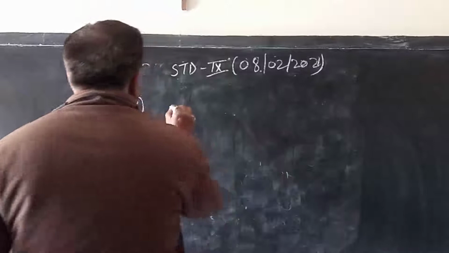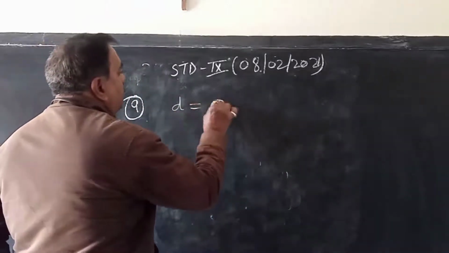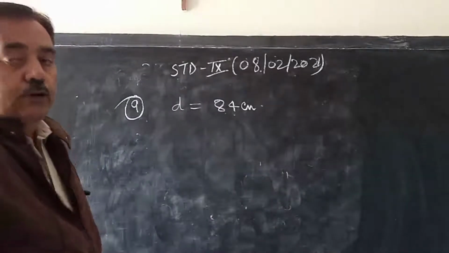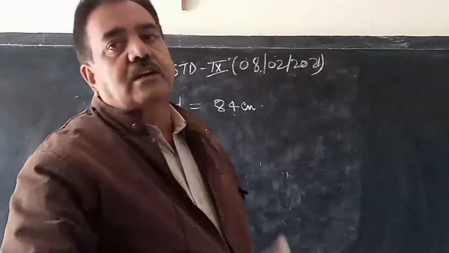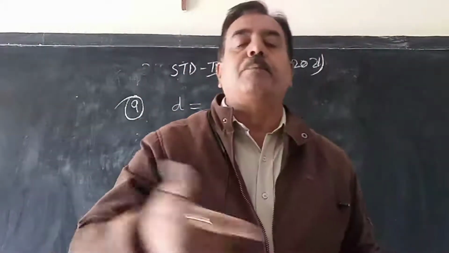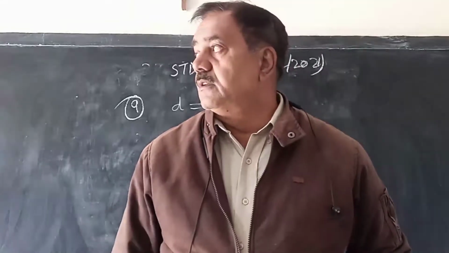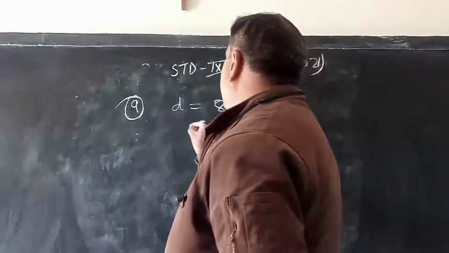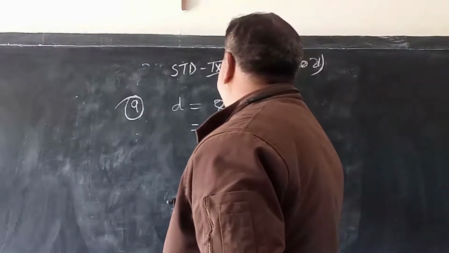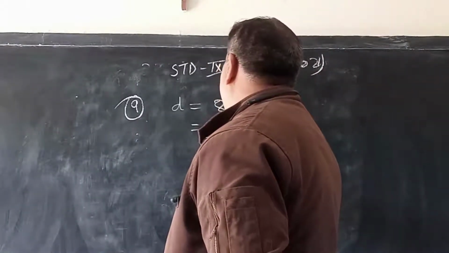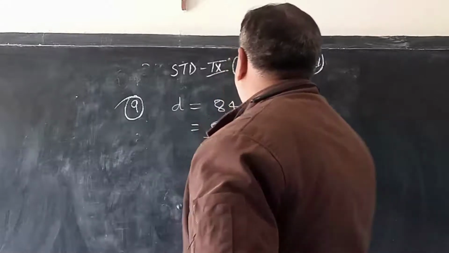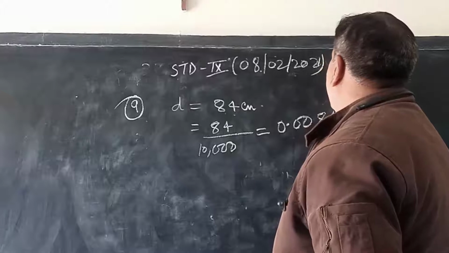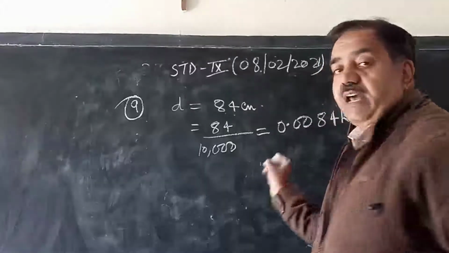Since the diameter is given as 84 centimeter, convert the centimeter into kilometer. To change kilometer into centimeter, we multiply by 10,000. Now the reverse case is here, so we will divide by 10,000. So 84 by 10,000 is equal to 0.0084 kilometer. This is the diameter.